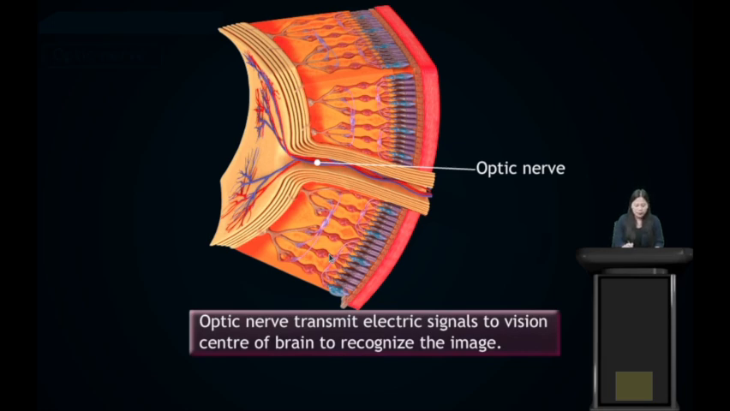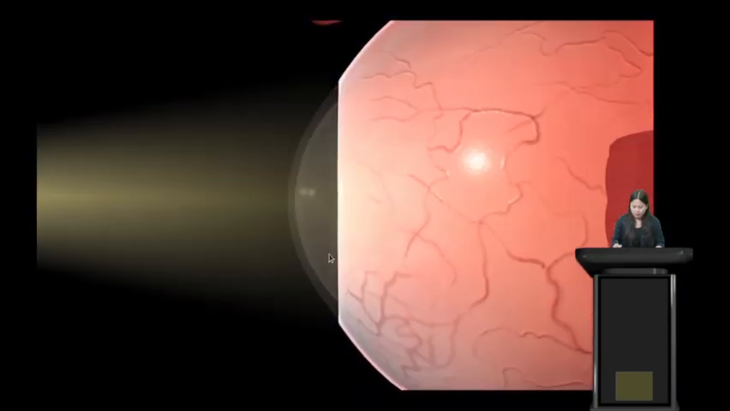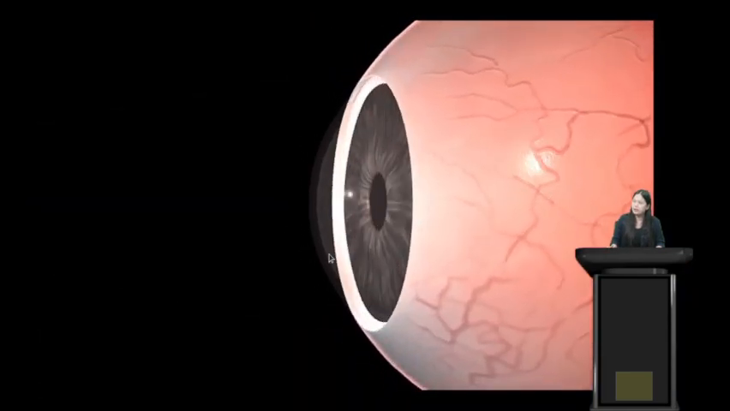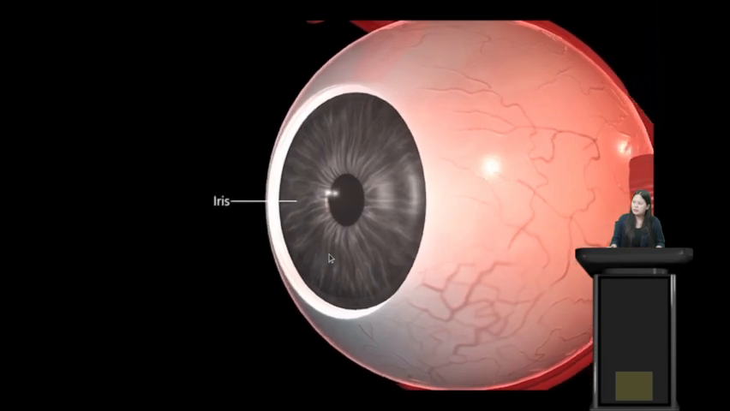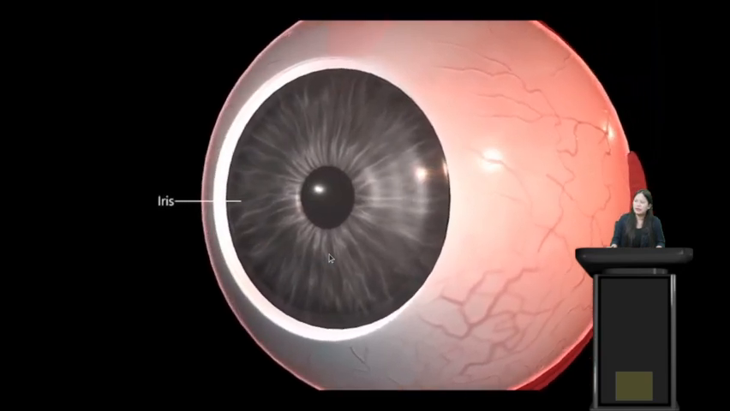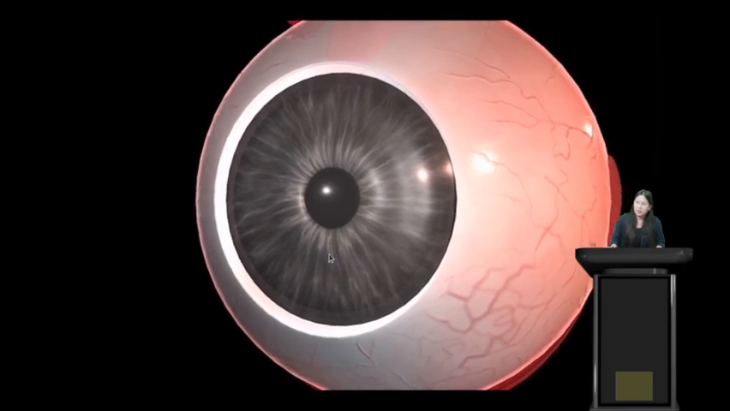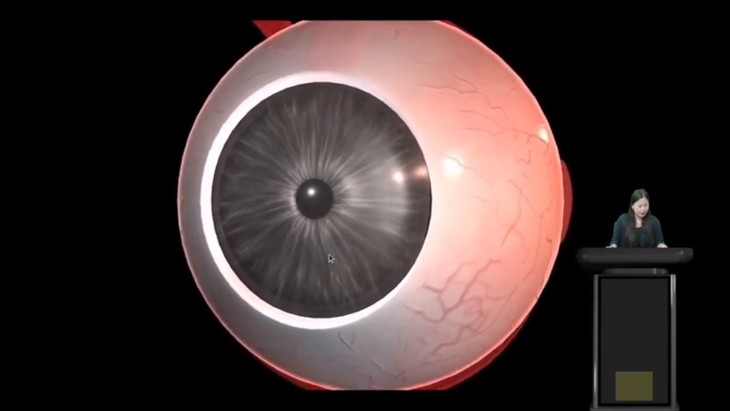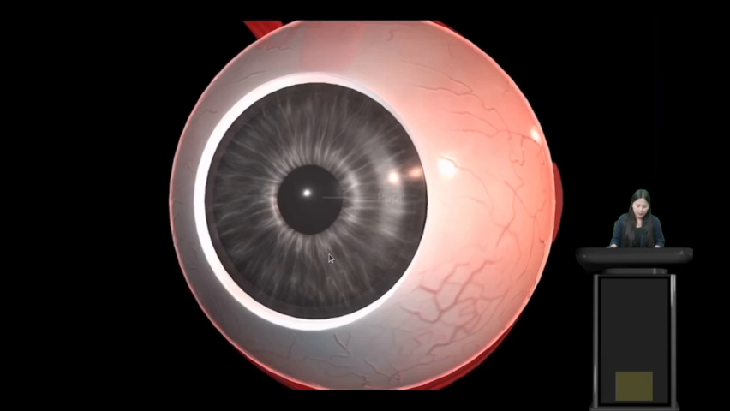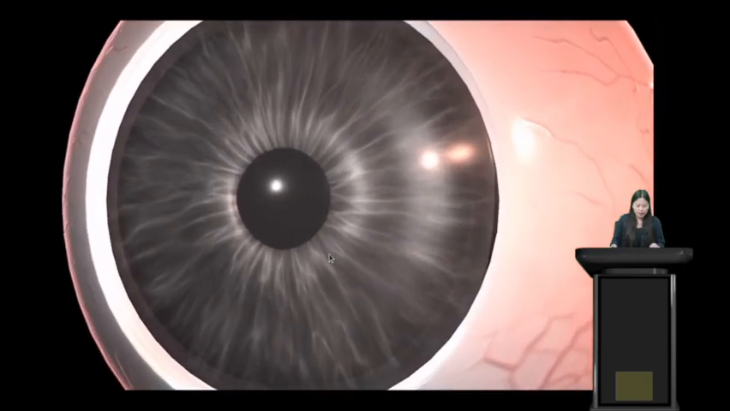Okay, so this optic nerve will transmit electric signals from the eyes to the vision center of the brain, which will help us recognize the image. Then we have seen here different parts. We have the cornea. Yes, students, we have the iris. Now observe carefully. Then we have the pupil. Now can you see the change in the size of the pupil? Yes, students? We see that the size of the pupil is changing.